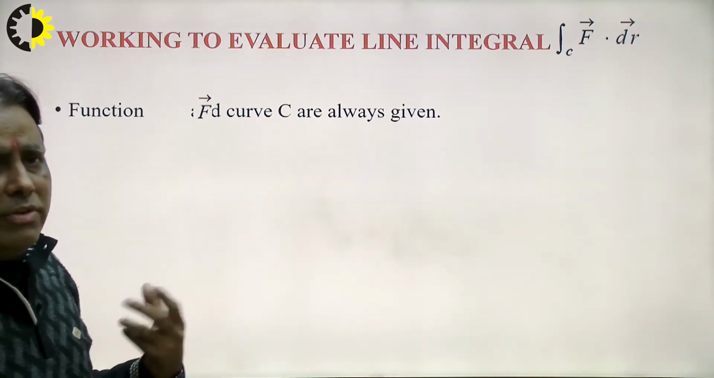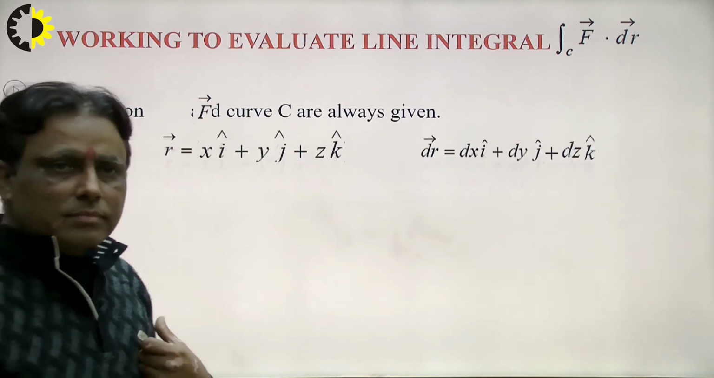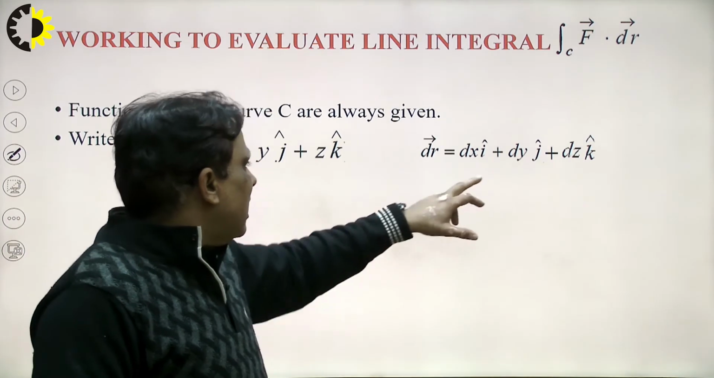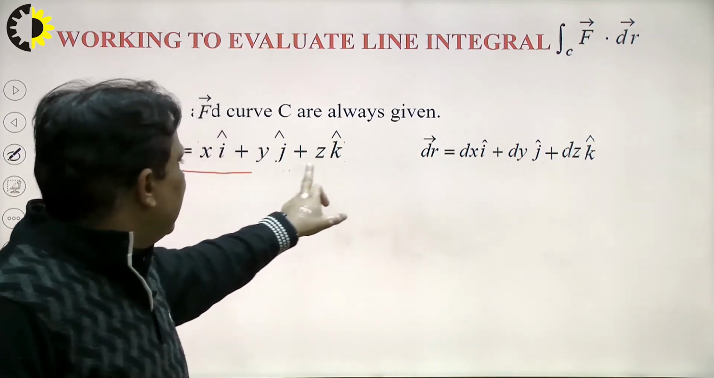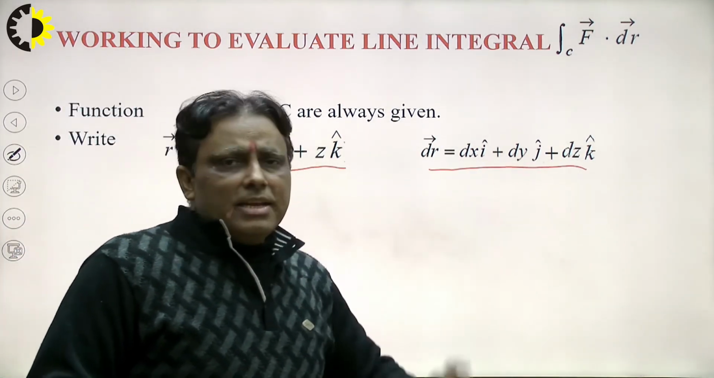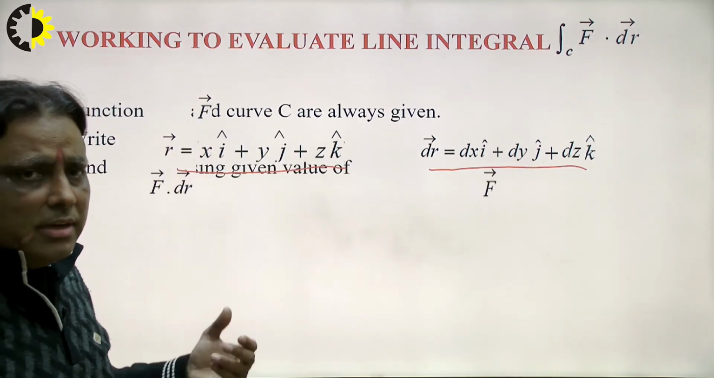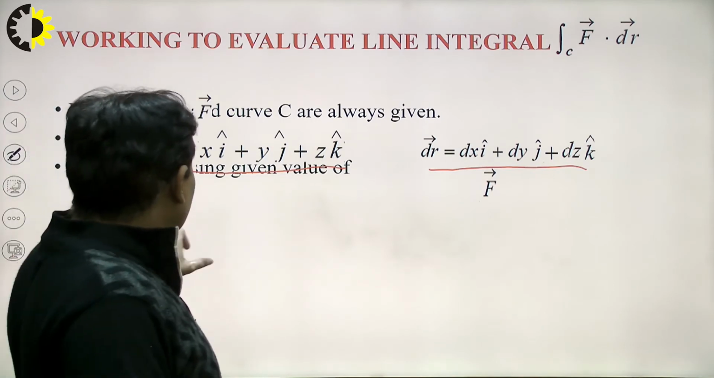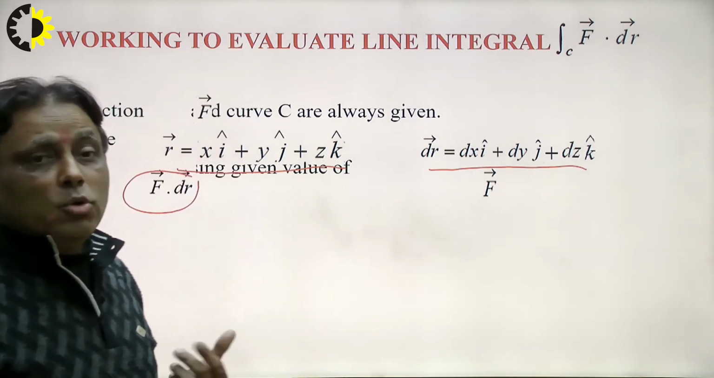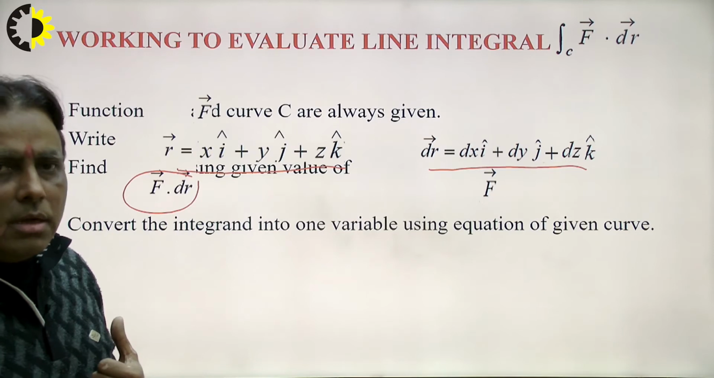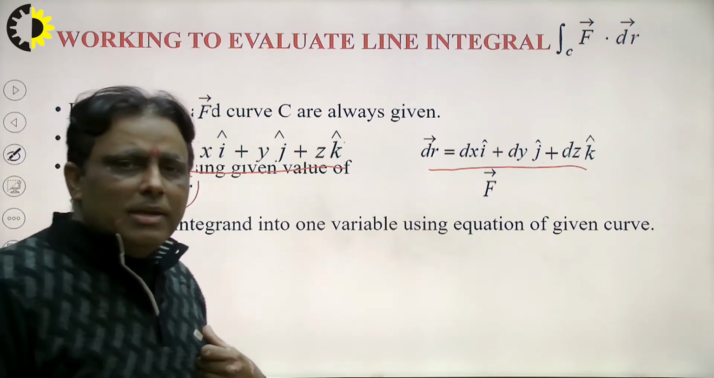First of all we have a curve and draw the diagram, right? First we take the vector r, this is vector r, right? And dr is calculated as dx i cap, dy j cap and dz k cap, and f is the given vector point function, right? And calculate f dot dr. Students know how to calculate a dot b. Convert into the integral part of the variable and calculate the limit from the graph.